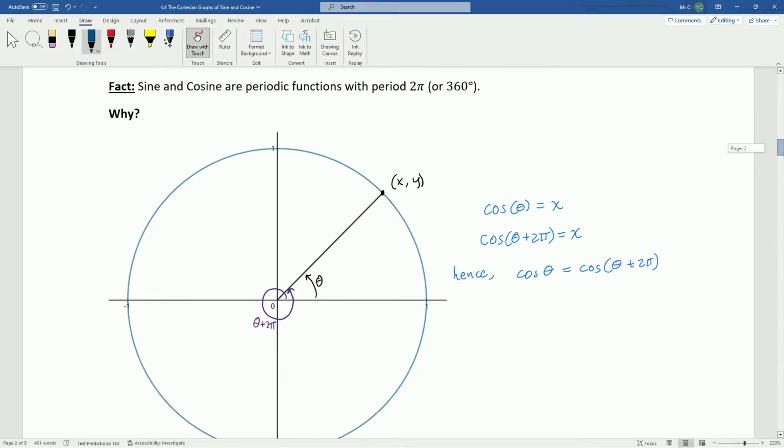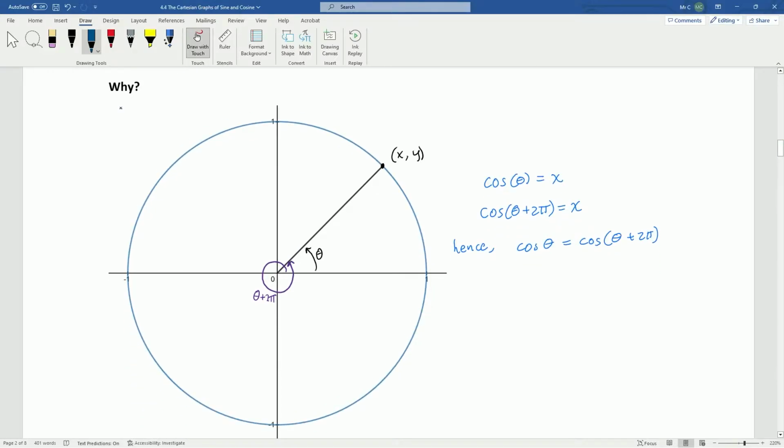So again, the important question is always why? And just look at the unit circle. If I start with the angle theta, and I add a full circle, I add 2 pi to that theta, I end up back at the exact same coordinates, so I get the exact same values for x and y. In other words, cosine of theta equals x, and cosine of theta plus 2 pi equals x. So cosine of theta equals cosine of theta plus 2 pi. So 2 pi is the period for cosine, and likewise, it's also the period for sine, because we get the same y value there as well.